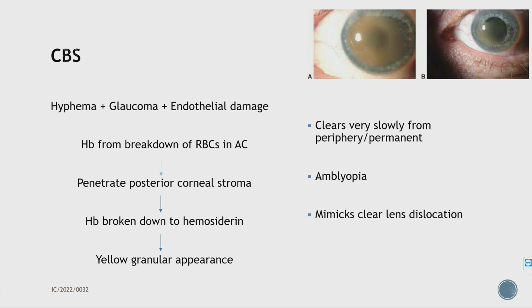So what happens here is that hemoglobin from the breakdown of RBCs enters the posterior corneal stroma, wherein it is broken down into hemosiderin. This gives it a yellowish appearance. It clears very slowly, and it clears from the periphery. That's why it takes even years, or it might be a permanent process.